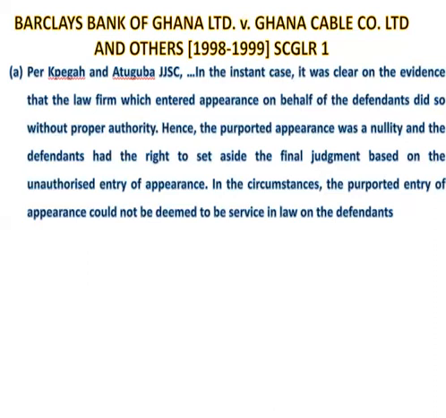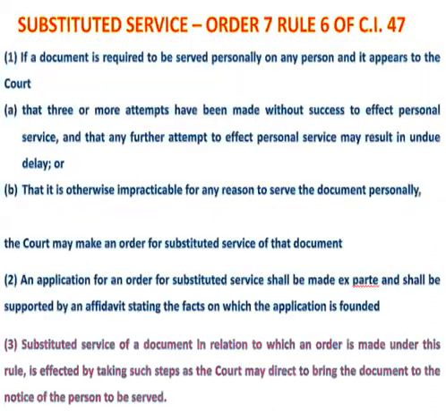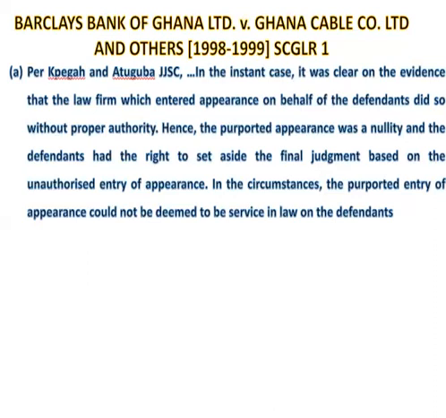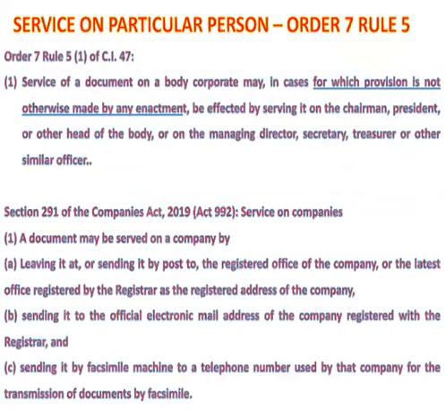So the entry of an appearance raises a rebuttable presumption that the defendant has been served, but that presumption can be rebutted by the evidence on the record. So this is actually flowing from Order 7, Rule 5, Sub Rule 1, which deals with service of a document on body corporates. You read from Order 7, Rule 5, Sub Rule 1, mention that in this case there's an enactment dealing with the service, read section 291, then show that these same words were in the old enactment.